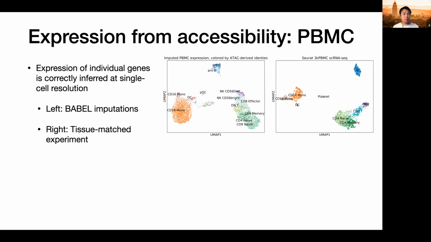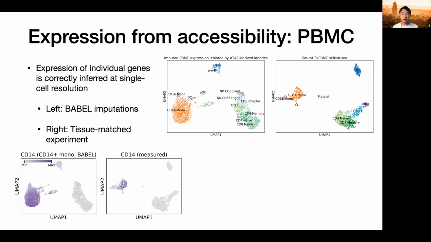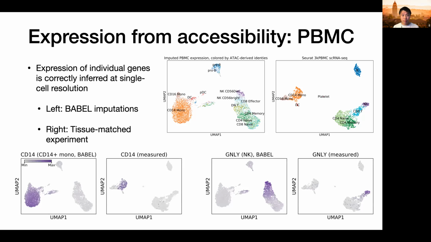Beyond overall intercellular relationships, we can also show that BABEL predicts correct overexpression of specific marker genes for specific cell clusters. The plot on the left shows BABEL's imputed expression from the previous slide, while the plot on the right is a reference plot of empirically measured single-cell expression, also in PBMC cells. If we highlight the expression of CD14 in both of these plots, we observe that BABEL's imputations on the left mirror empirical enrichment in CD14 monocytes on the right. The same goes for markers for other cell types as well, including GNLY, a marker for natural killer cells.